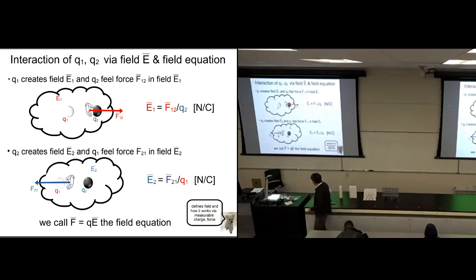A couple of things to note about that is that, like force, which is a vector with strength and direction, the field is a vector, it also has strength and direction. So that's an important thing. Whereas charge is just a scalar quantity. It only has a size and a sign. It doesn't have an orientation or a direction to it like the field and the force do. Okay. Everybody okay with that? Good.